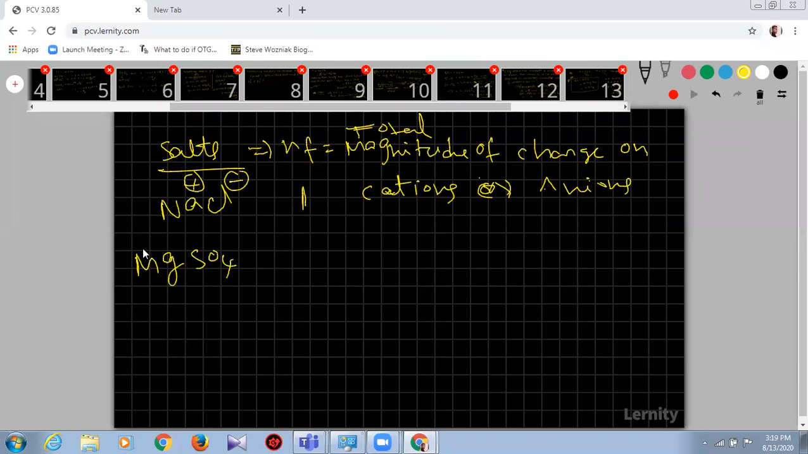Next, I will take MgSO4. What is here? Mg plus 2 and SO4 minus 2. +2 and -2, so it is neutral. The magnitude is 2 only, so what is the n factor? 2.